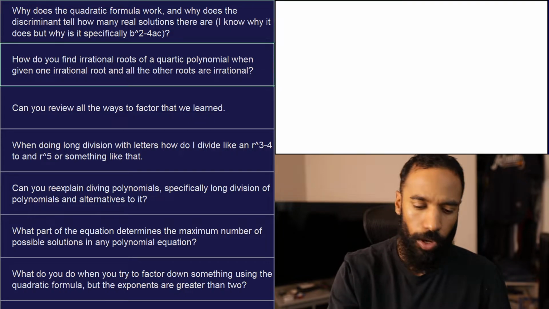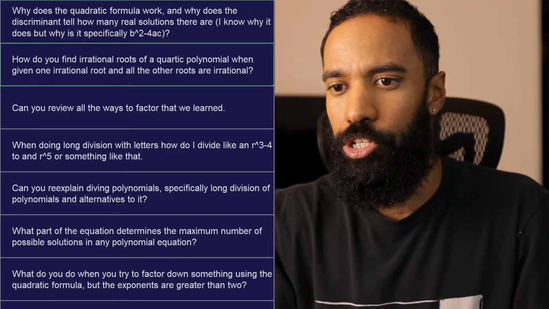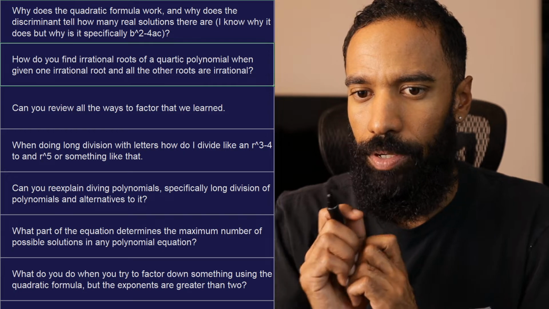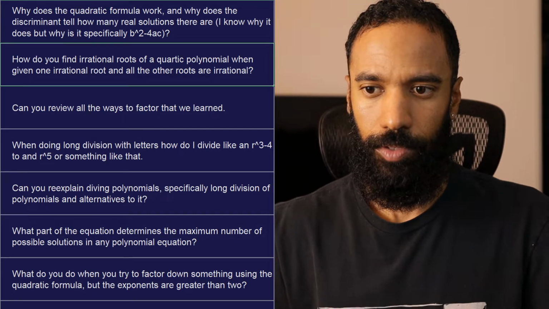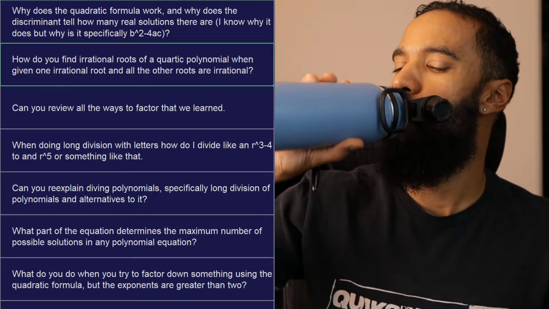Okay, how do you find irrational roots of a quartic polynomial when given 1 irrational root and all the other roots are irrational? Why specifically a quartic?